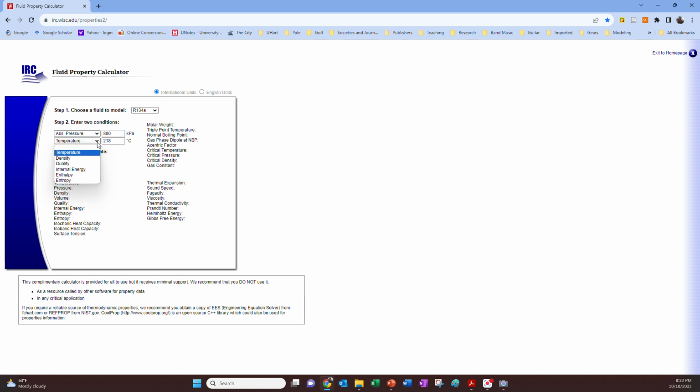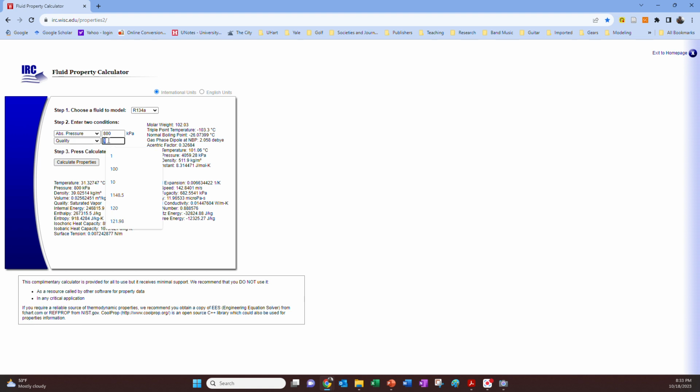But here's the weird one we have to do. I think we have to do quality, and I'm not sure if we want to do 1. Let's check it. Let's see what 1 is. That's saturated vapor. All right, so we want 0. Let me do it for 0. Yeah, saturated liquid. You see it right there, saturated liquid. And what you get is the enthalpy.